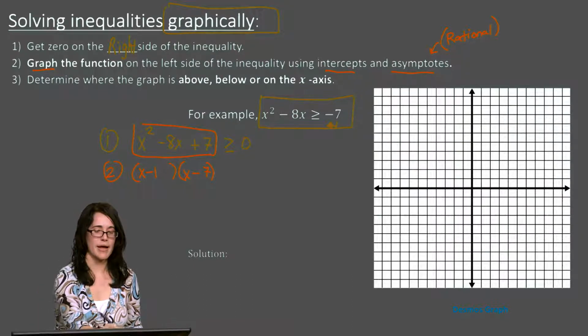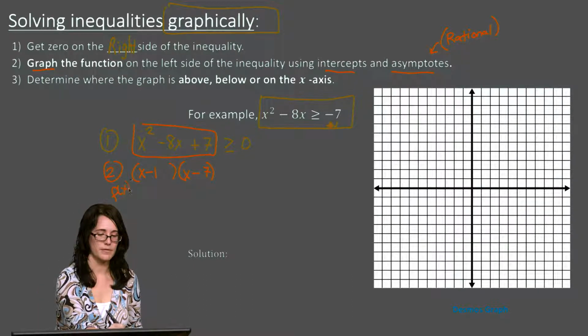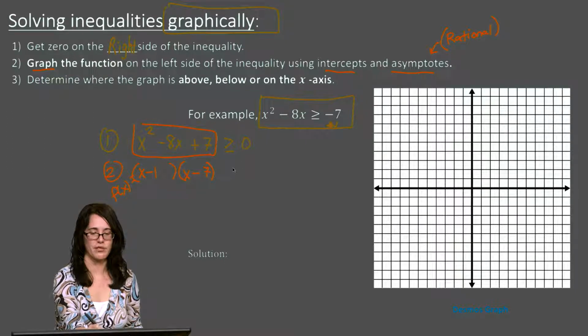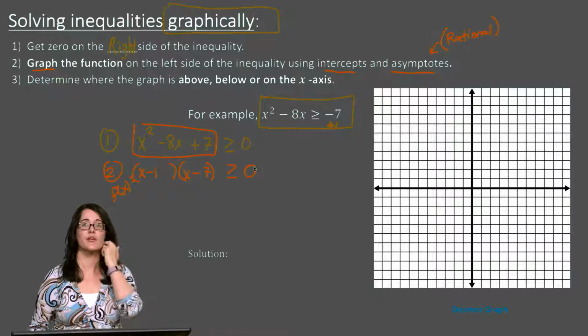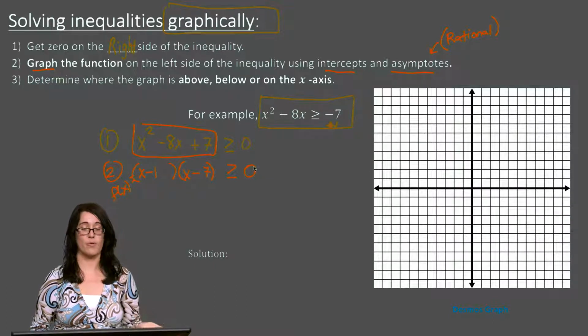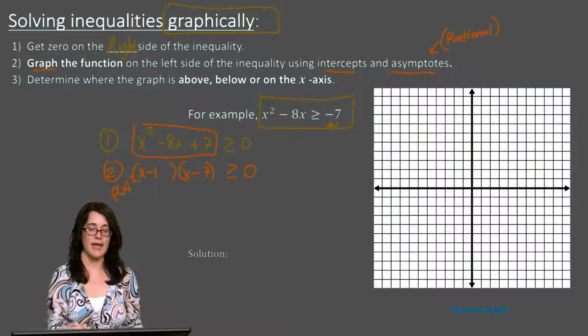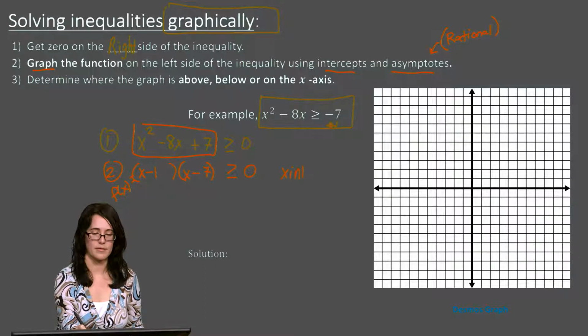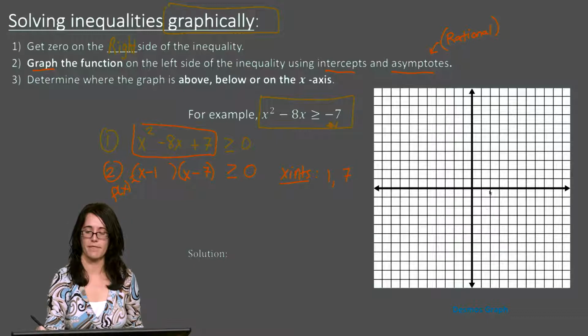And what we have now, if this is our function, we're going to be graphing that function and then answering the question, when is it greater than or equal to 0? So let's see how we would graph that, knowing what we know about polynomials. If we have an x-intercept of 1 and 7, let's put those on our graph. So at 1, we have an x-intercept, 2, 3, 4, 5, 6, 7. There's another x-intercept, so that's at 1 and that's at 7.